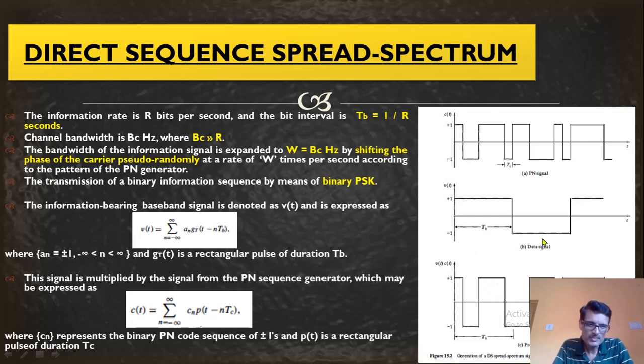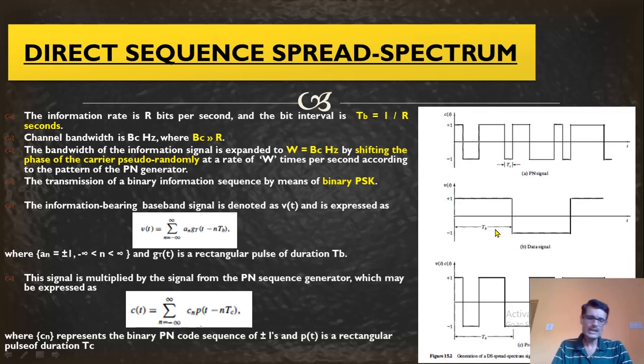Now, V of t is my original digital signal. This is having a bit time duration, or the width, of TB seconds, that is called the bit interval. Assuming that my information source is generating the information at the rate of R bits per second, that is the bit rate, TB is given by 1 by R.